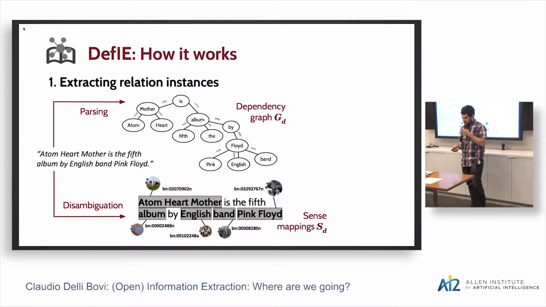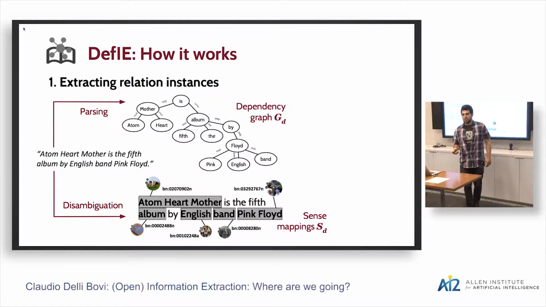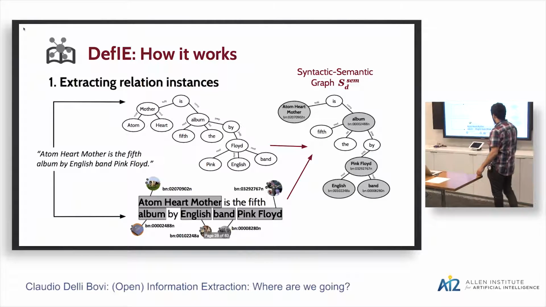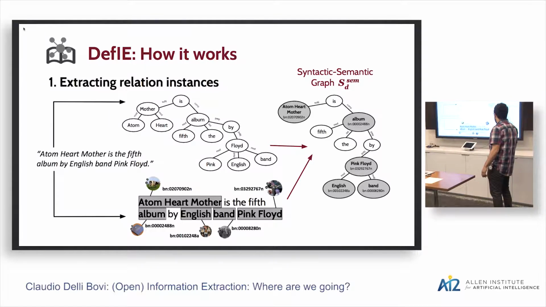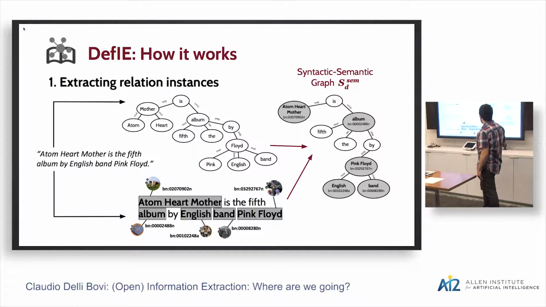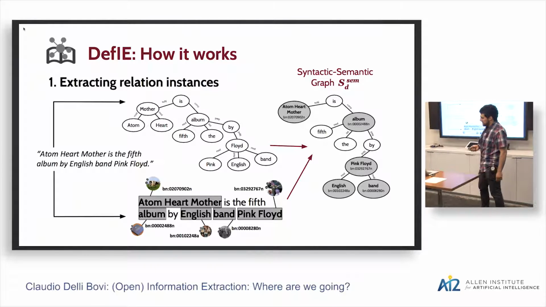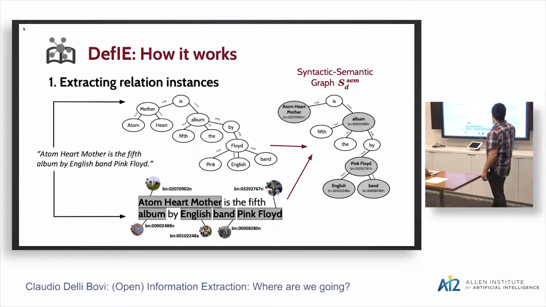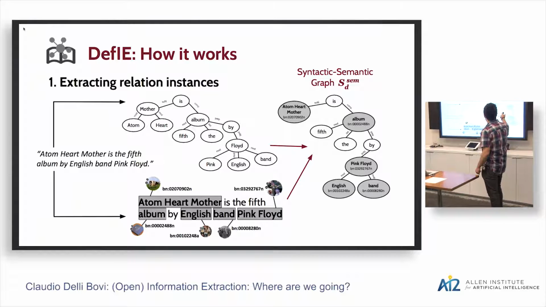Now, the thing that we do now is we try to merge these two pieces of information into a unified representation, which we call the syntactic-semantic graph. It's a fancy name, but it's not too complicated. It's just the same dependency graph that the parser produced, but when I have nodes that identify mentions that have been disambiguated in the text, I just replace those nodes with semantic nodes, like those gray dots that you see here. For instance, album has been disambiguated, and then I attach the semantic information to the node itself.